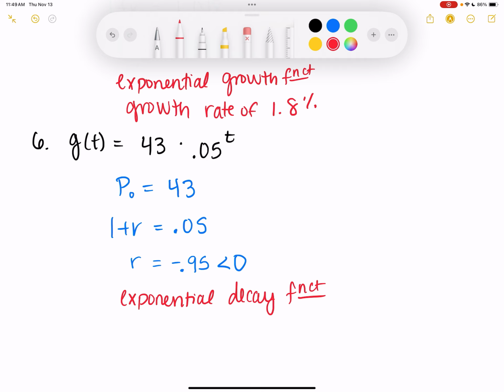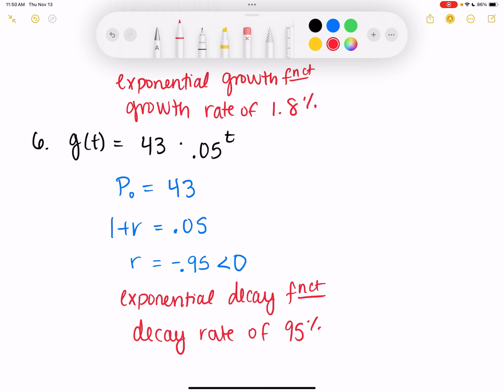Now, that means it has a decay rate of 95%, not of negative 95%. The negative means that it's decay. So the decay rate of 95%. So if it's positive, it's a growth rate of whatever the number is. If it's negative, then we say decay rate, and we don't put the negative sign on it. Just make sure you watch that.